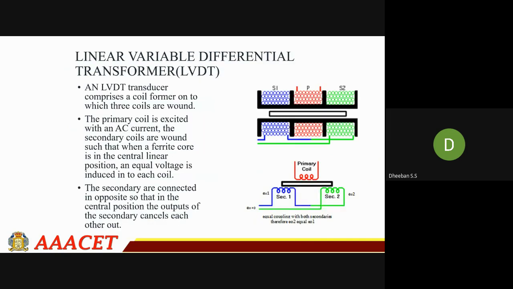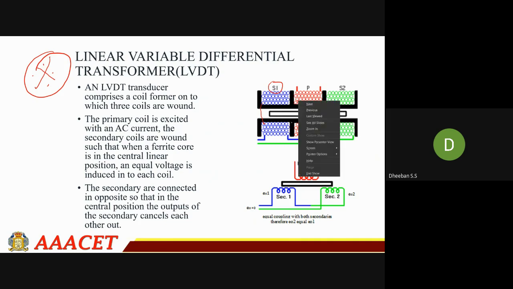Coming to an example, LVDT. LVDT is very important, so we have to know the principle about this. Over here, there will be coils. S1 is a coil, wound from here to here. P is a primary coil, wound from here to here. S2 is another coil. So three coils will be there. Here you can see it consists of three coils that are wound.